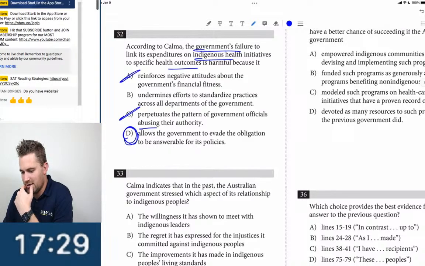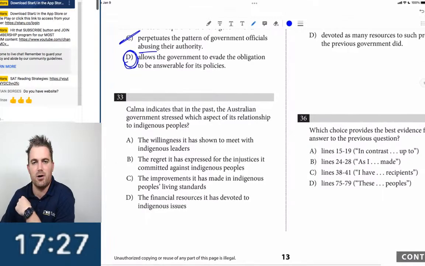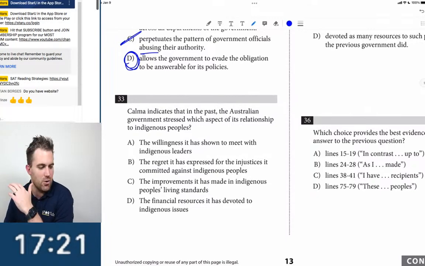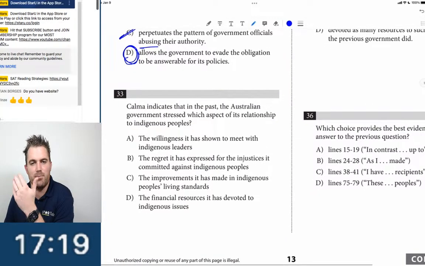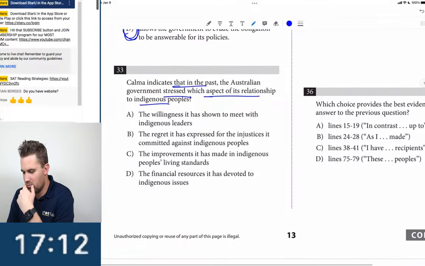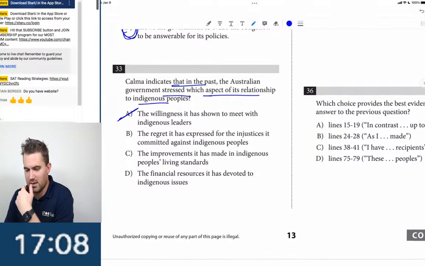This is the answerable part, right? They talk about that pretty at length in the left side of that passage. There's no accountability. You can spend as much as you want, but if you don't have accountability, what's that really going to get you? The author indicates that in the past, history and government stress, which aspects related to the willingness to meet with indigenous leaders. Definitely not, right? Everybody remember that. Thumbs up, guys, if you remember that.